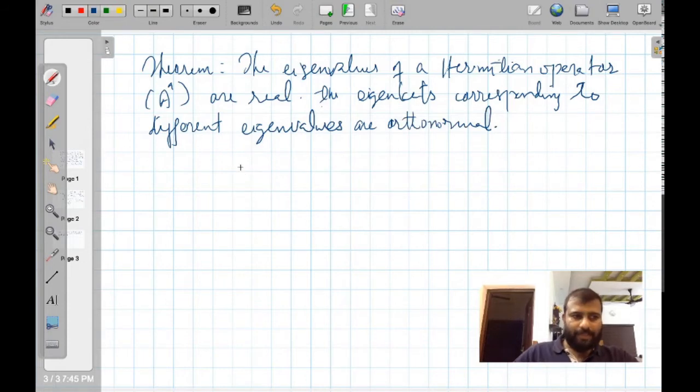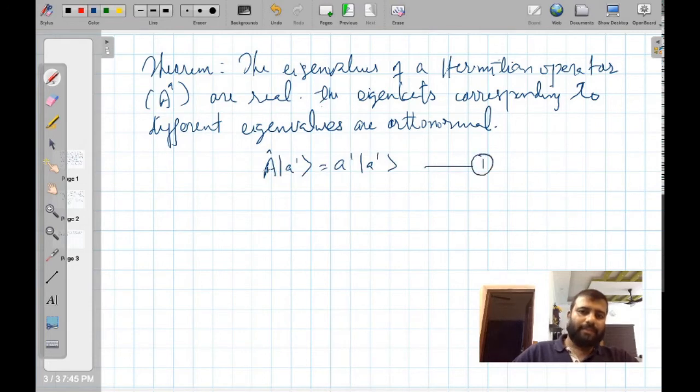For that, we consider the operator A, which acts on the eigenket |A'>, giving you A'|A'>. We call it equation 1. Here A is a Hermitian operator, and A' is the eigenvalue corresponding to the operator A for the eigenket |A'>. So, we know A is a Hermitian operator, so I can write the equation in a different form.